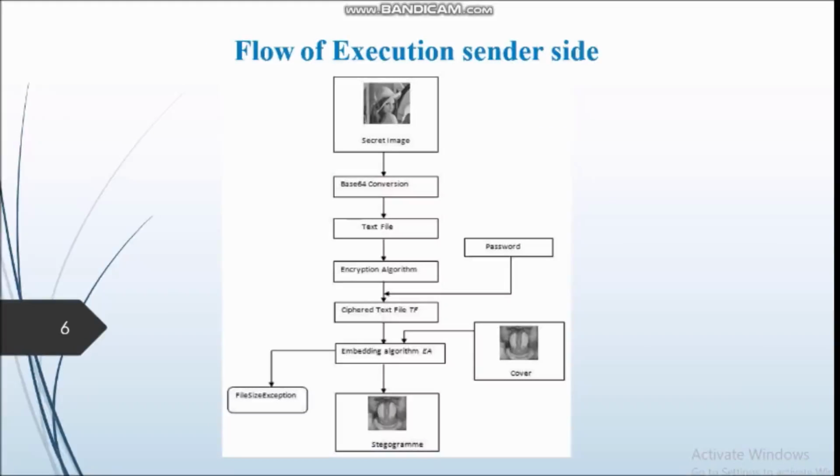Execution on sender side. The figure shows the flowchart with the encryption part of the tool. We take a secret image as input. At first, the secret image is converted to a text file using base64 conversion. Then the generated text file is encrypted with a password-based encryption algorithm to generate an encrypted text file called ciphertext. Using a customized embedding algorithm, the ciphertext is embedded onto a cover image. The output is the stego image, that is, a cover image with a secret message embedded in it.